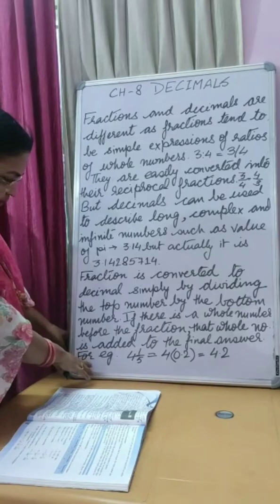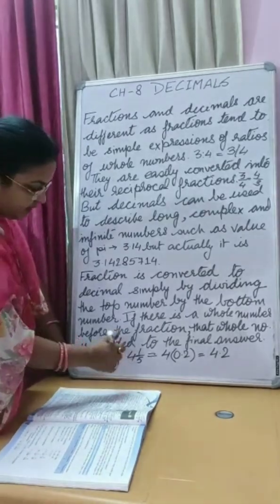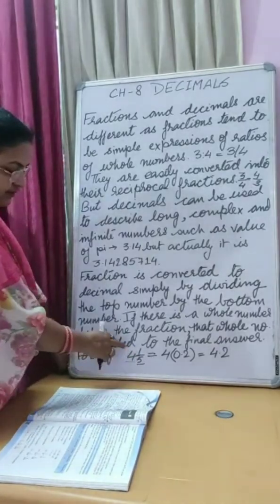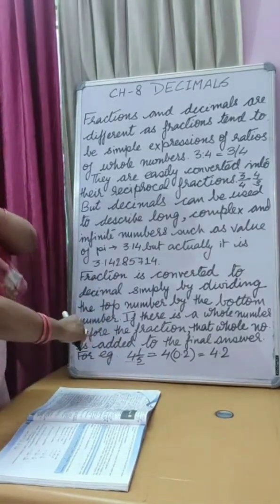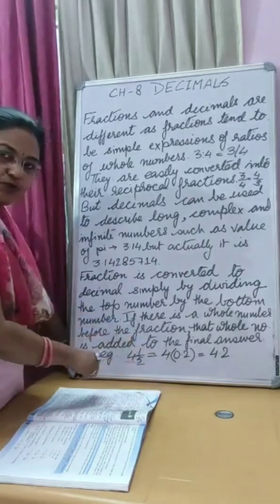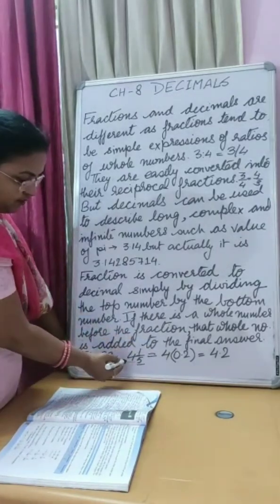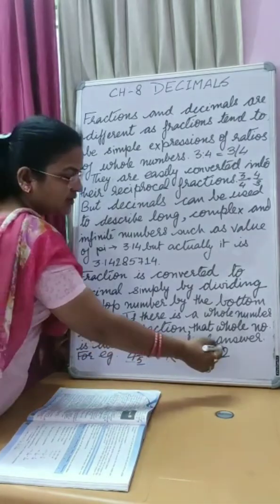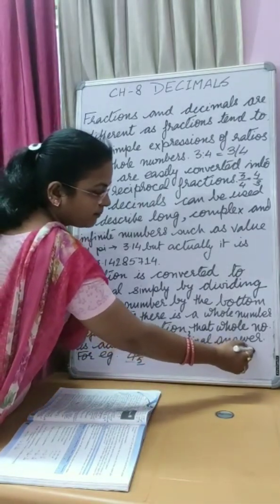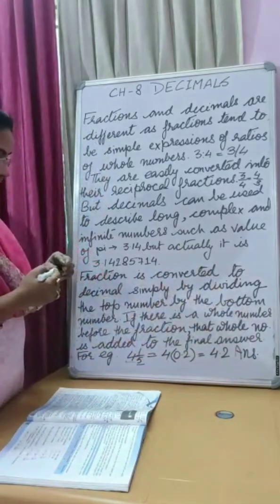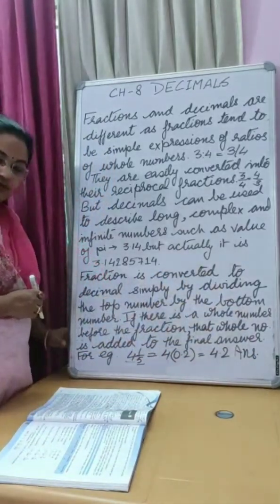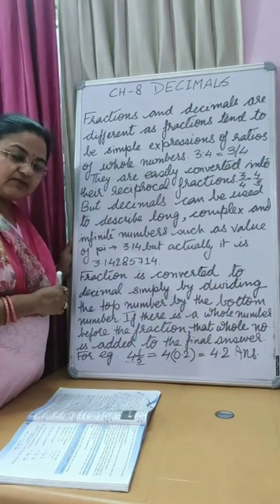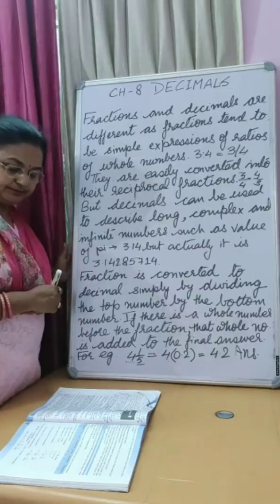See here, for example, 4 whole 1 by 5. This 4 is a whole number. 1 by 5 is a fractional number. So we divide 1 by 5 and what do we get? We get 0.2. So 4 is a whole number, so we add this 4 to 0.2 and it becomes 4.2. So like this, a fraction is converted into a decimal number. And now we'll see how a decimal is converted into a fraction.